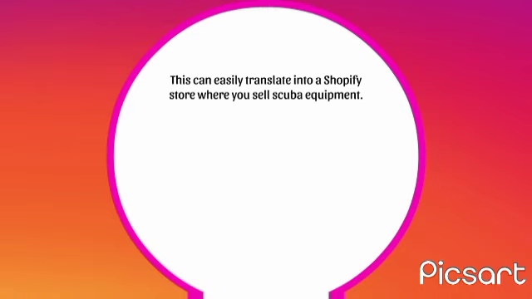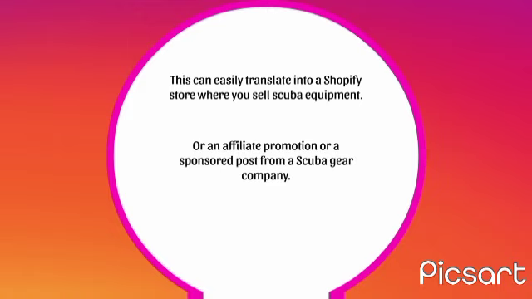You get to indirectly sell things, because at the end of the day, people are going to want what you have. They feel, okay, if I have the same tools or equipment that you have as a scuba diver, or as whatever you're trying to do, as a lifestyle brand, they're more likely to buy it, right? So it can be a Shopify store, it can be an affiliate promotion, it can be a sponsored post from a scuba gear company, which we'll talk more about later down the road. But before you can do all of that, you need to have a brand. You need to have the ability to create a lifestyle, right?